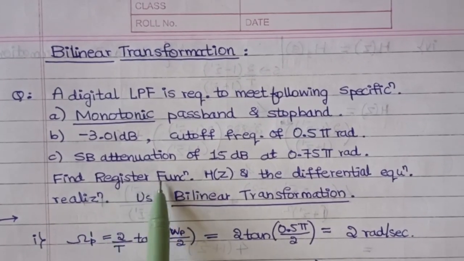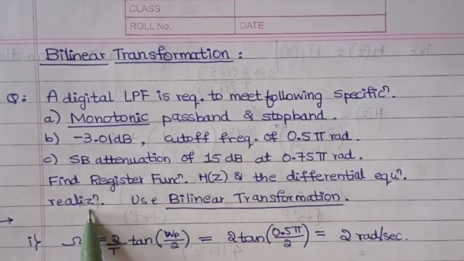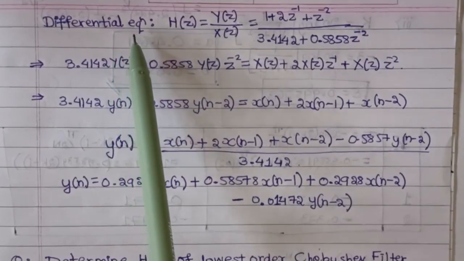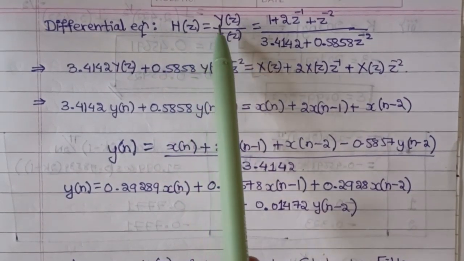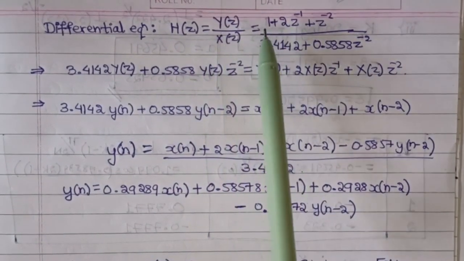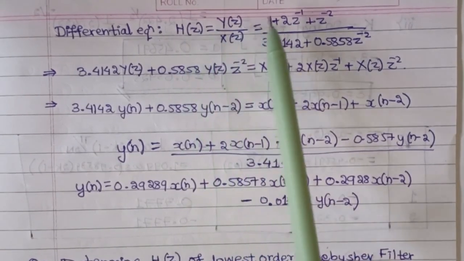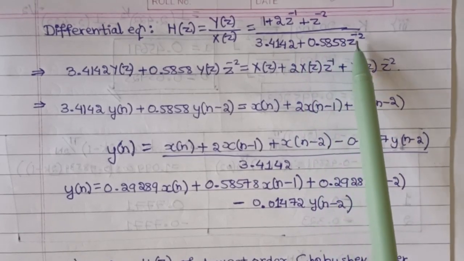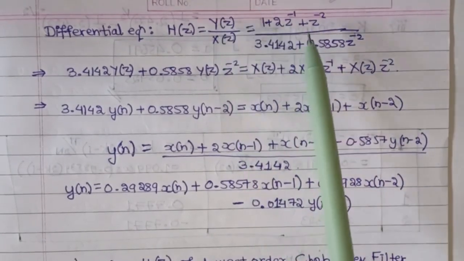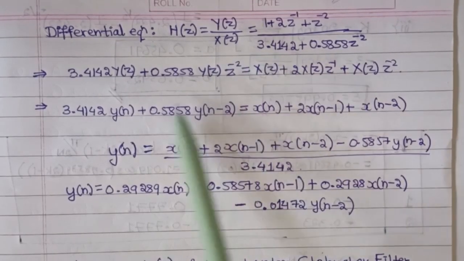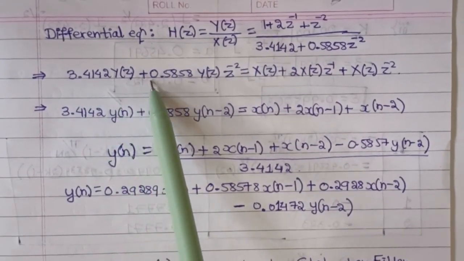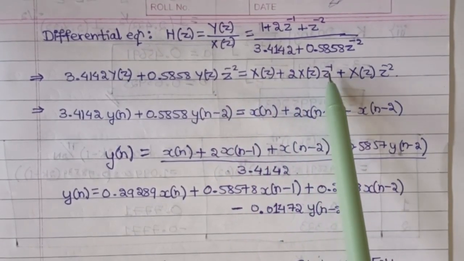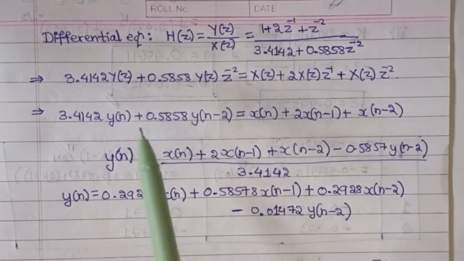In the question, we are asked to find the system function H(z) and difference equation realization. Now we have found the system function H(z). To find the difference equation realization, we know that H(z) is equal to Y(z) divided by X(z). We have previously obtained H(z) as 1 plus 2 z inverse plus z power minus 2 divided by 3.4142 plus 0.5858 z power minus 2. The numerator is Y(z) and denominator is X(z). Cross multiplying this, we get 3.4142 Y(z) plus 0.5858 Y(z) into z power minus 2 is equal to X(z) plus 2 X(z) z inverse plus X(z) into z power minus 2.